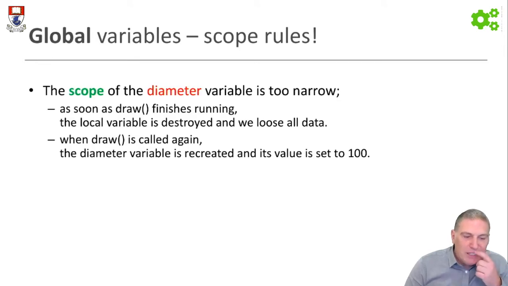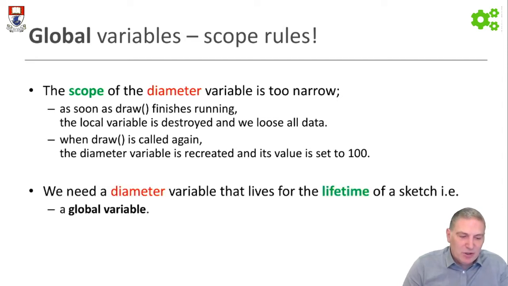The scope of the diameter variable is too narrow. As soon as draw finishes running, the local variable gets destroyed and we lose all its data. In other words, although we decremented it by 10, making it 90, as soon as draw finishes, we have no variable called diameter. Then draw gets called again, and the first thing it does is it creates a new variable called diameter and sets its value to 100. So we're constantly starting with a variable set to 100.